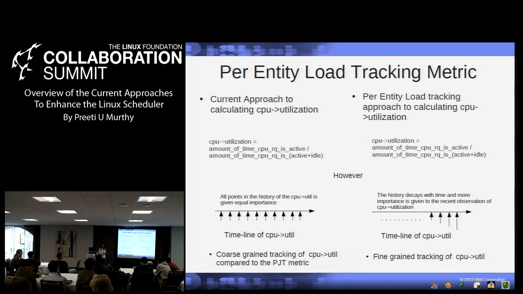So in the current scheduler as well as in the power aware scheduler, the CPU run queue utilization is being calculated. Both of them calculate it. PJT's metric does it, and the current scheduler also does it. The difference is that the current scheduler does not decay the history. What it means is it gives equal importance to the run queue utilization at all points in time in the history of the run queue, while PJT's metric doesn't do that. It ensures that the history decays and the foremost behavior of the run queue is given importance.